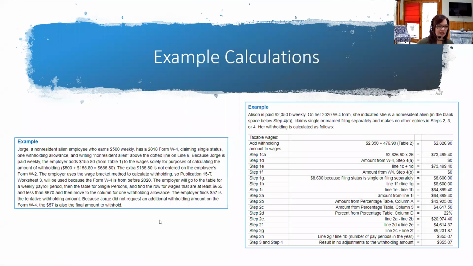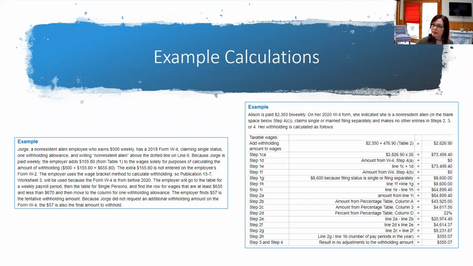If we go back and look at this, find the row for wages at least $655 and less than $670, and then move to the column with 1 allowance. The employer finds $57 as the tentative withholding amount. Because Jorge did not request an additional withholding amount on the Form W-4, the $57 is also the final amount that you need to withhold. So that one was pretty straightforward using that method.